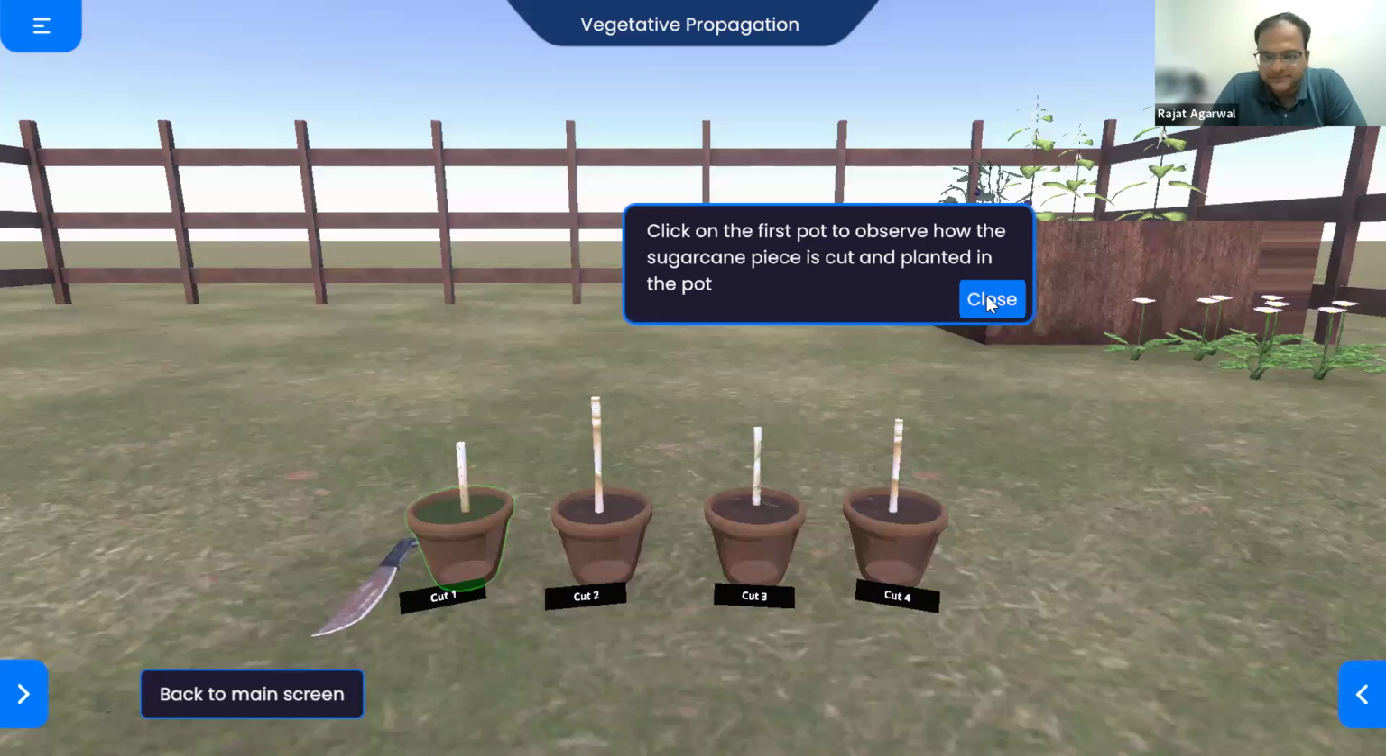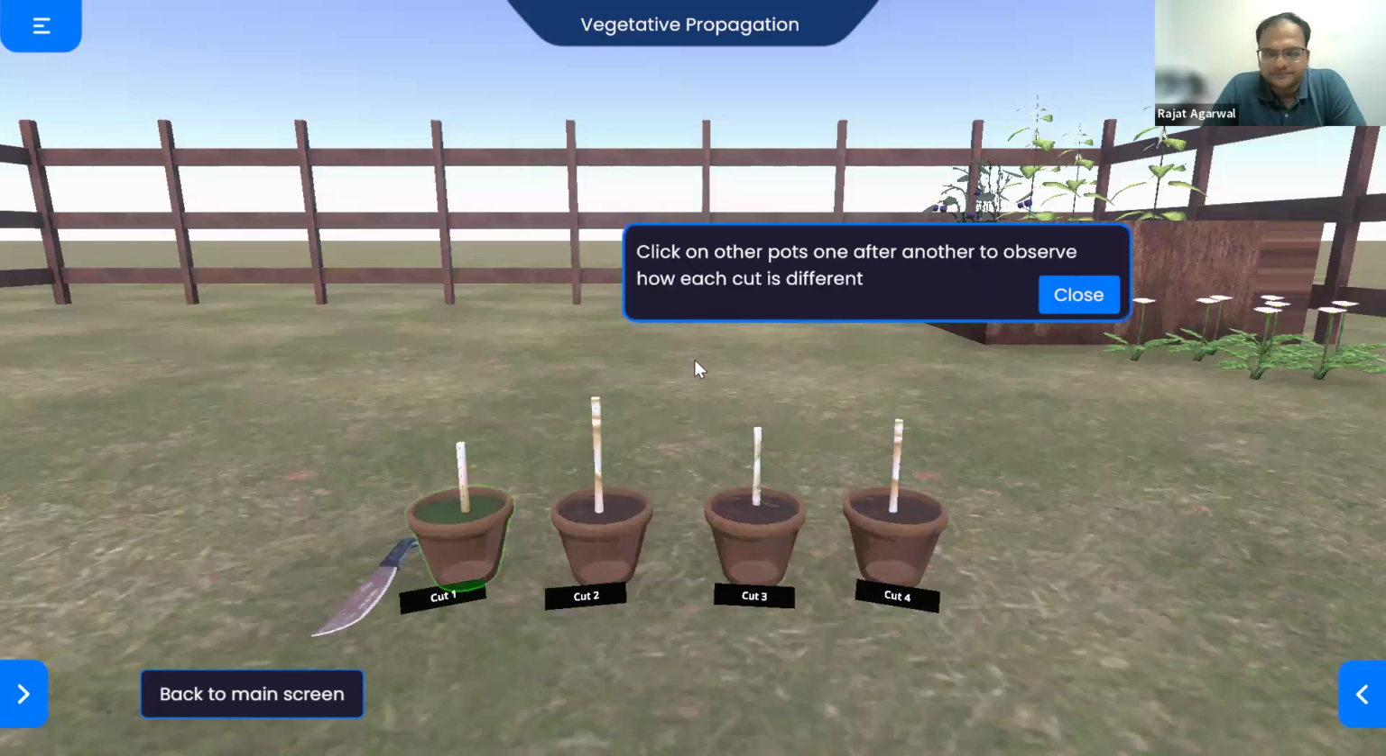So as the instructions are saying, please click on the first pot to observe how the sugarcane piece is to be cut and planted in the pot. So let's do that. I have clicked on the first pot, and you see it is being clicked. It has been cut laterally, right? It has been cut in such a way that you have the bigger piece which has been kept inside. Click on the other pots one after the other to observe how each of them is cut. So great, I have cut the first one.